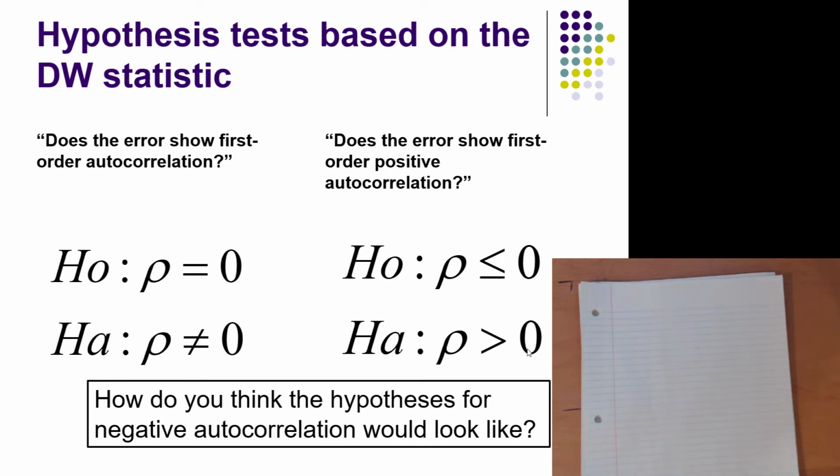Does the error show first order autocorrelation? That's where we don't care. Is rho just not equal to 0? I don't care if it's positive or negative. Any auto. We have, does the error show first order positive autocorrelation? Then we're looking for rho being a positive number. Or does the error show first order negative autocorrelation? And we're looking for rho is a negative number. Okay. So those are our three flavors of autocorrelation.